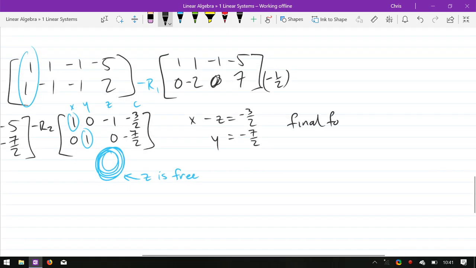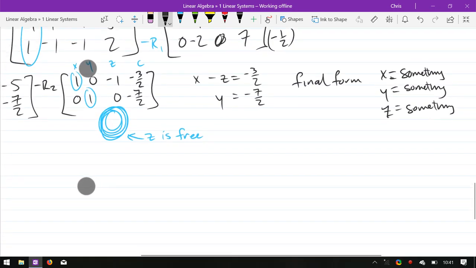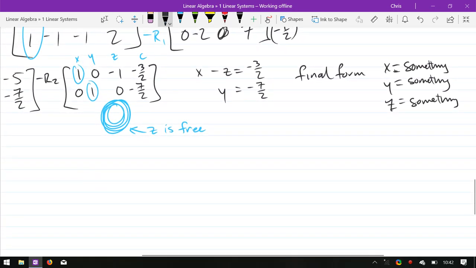So our final form should be x equals something, y equals something else, and z equals something else. All right, so z is free. So z, I can just write z equals z if I want to. I don't think that's controversial. So z is itself, that's fine. Now y is fine. Y is already negative 7 halves, which looks just like my z.